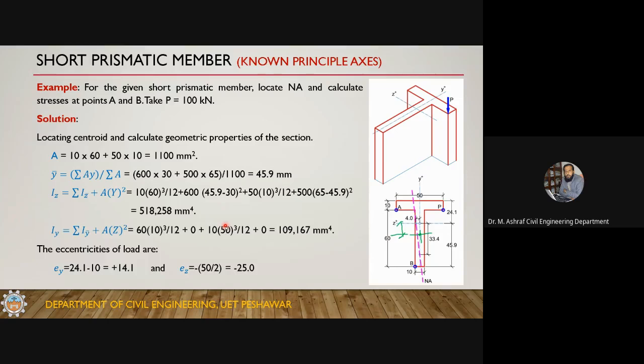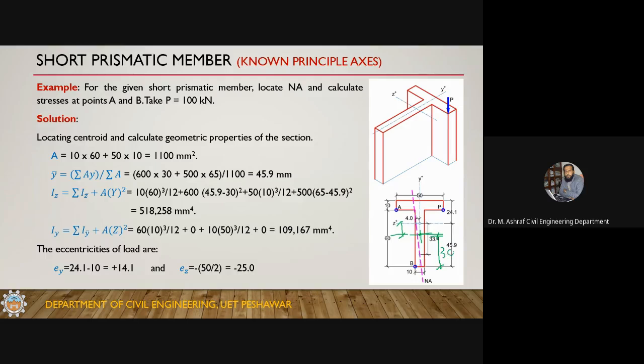Okay, so 10 into 60 cube by 12 plus 600 into this distance squared. This distance is 45.9 minus 30. This distance is 30, and this is 45.9. So this distance is 30.